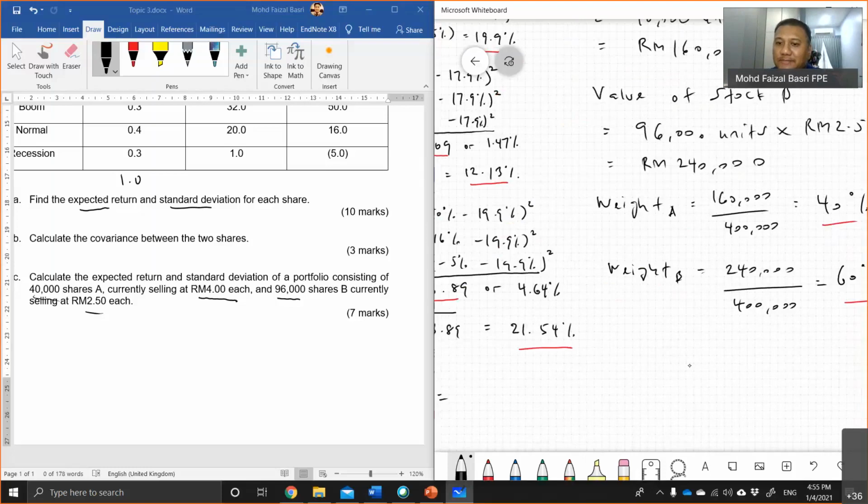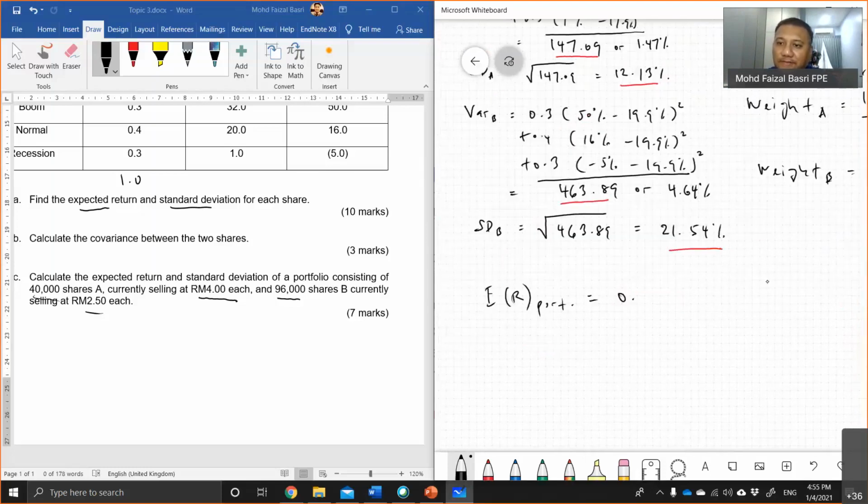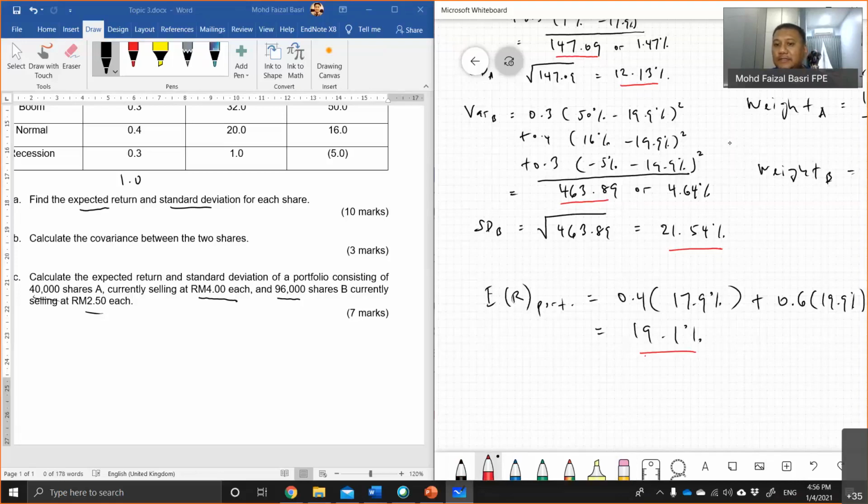So in this case, the weights are 40% and 60%. The first one is 40% for stock A, and our ER earlier was 17.9%. And we add the second weight, 60% for B, and the ER was 19.9%. So therefore, again, grab your calculator. So here the average or the expected return is 19.1%. Okay, so this is the expected returns of the portfolio.